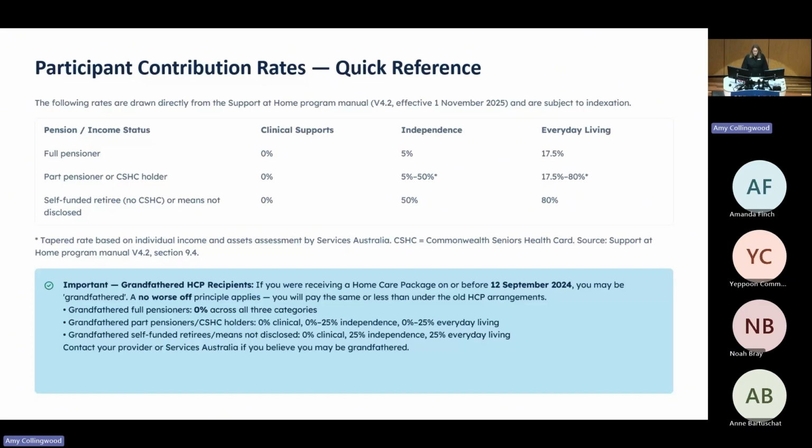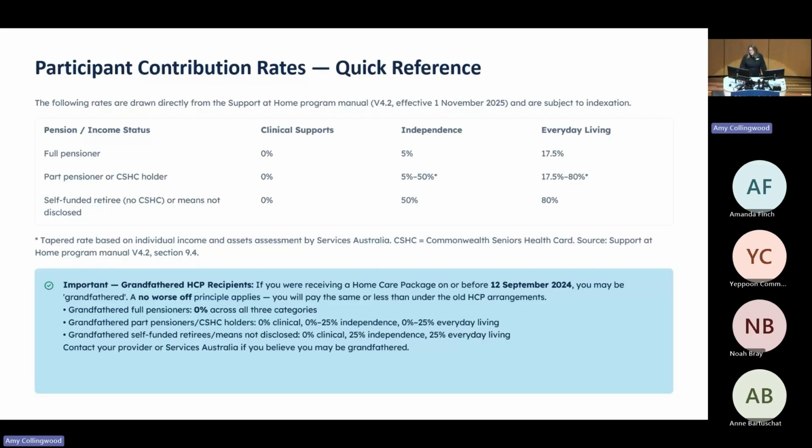Now, if you're a part pensioner, it could range anywhere from 17.5 to 80% for those everyday living services. So you can imagine that's quite a lot to pay for a cleaning if you're a fully funded retiree. But the beauty is you're only paying these when you get a service. And of course, self-funded retirees, they'll pay that 80. It'll be capped at 80% of that service price.